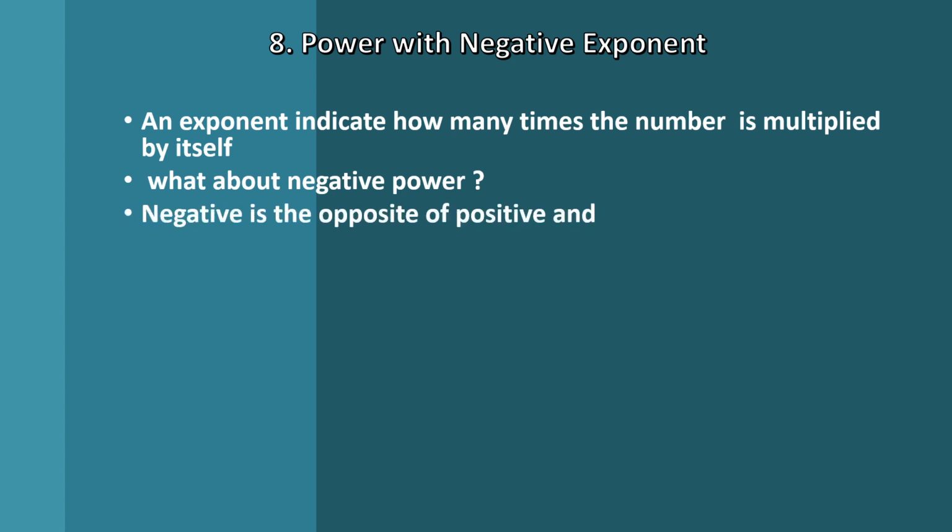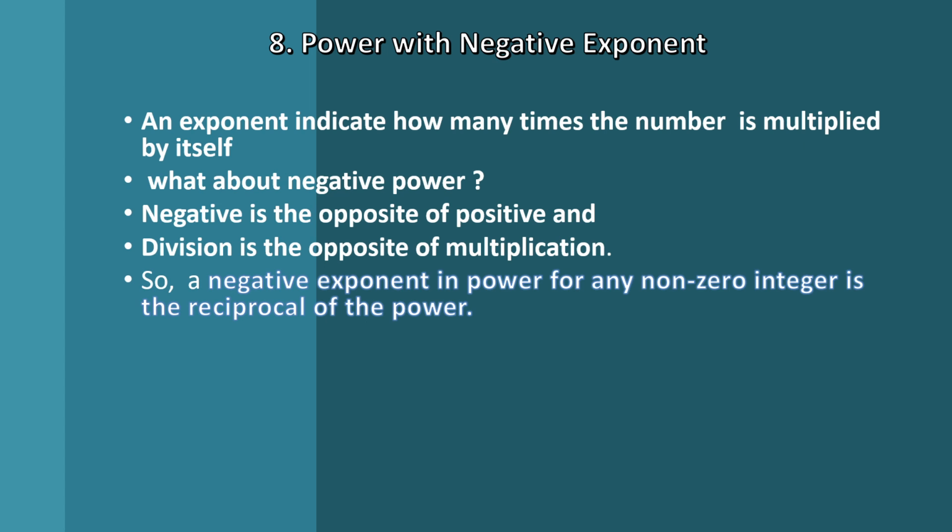Negative is the opposite of positive, and division is the opposite of multiplication. That means a negative exponent on a non-zero integer gives the reciprocal of the power. A raised to the power minus 1 is equal to 1 upon a, or 10 to the power negative 2 is equal to 1 upon 10 square, which is equal to 1 by 100.